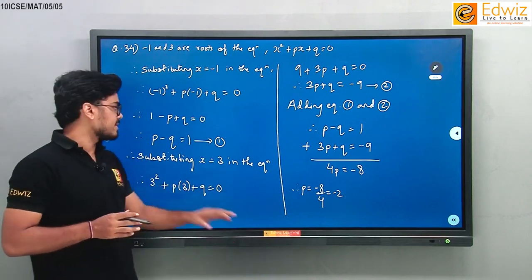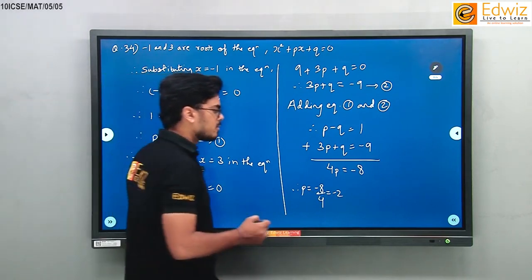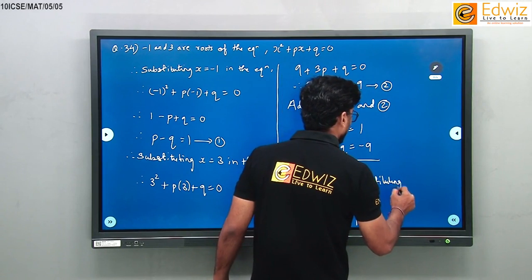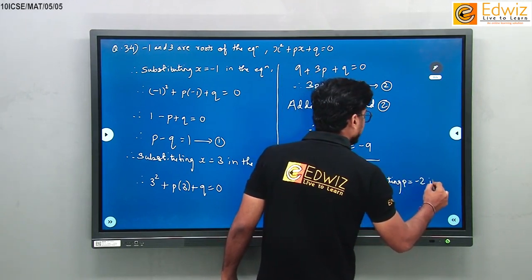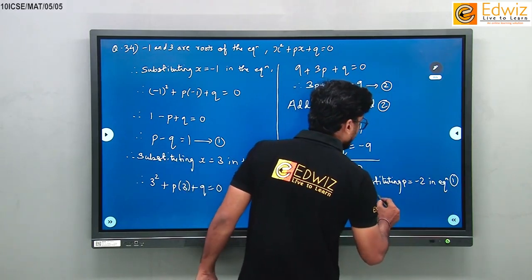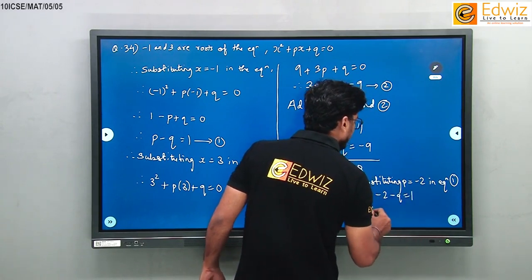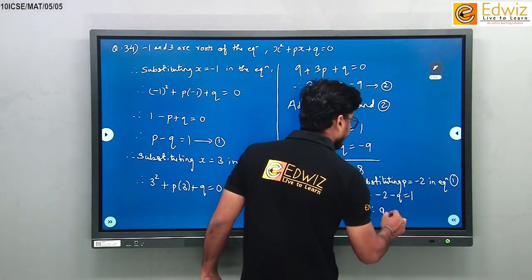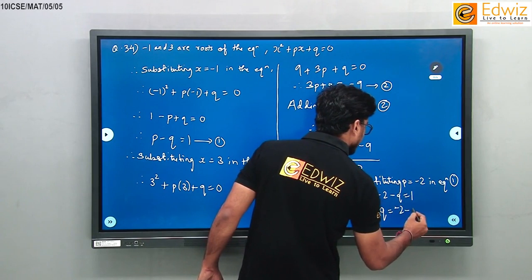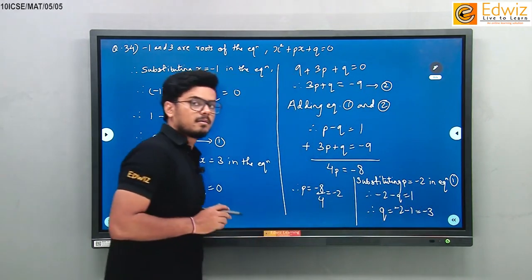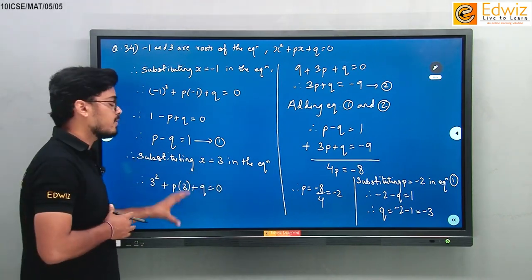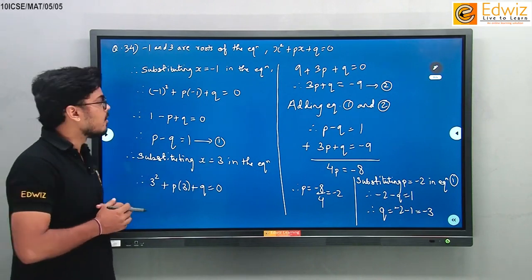Once we get the value of p, just substitute it in the first equation. You will also get the value of q. So substituting p equal to minus 2 in equation 1. The equation was p minus q equal to 1. So minus 2 minus q equal to 1. Q will be equal to minus 2 minus 1, that is minus 3. Correct? This is the solution for question number 34. We have found out p and q both. So it was just a question of linear equations in two variables. I hope you understood it.